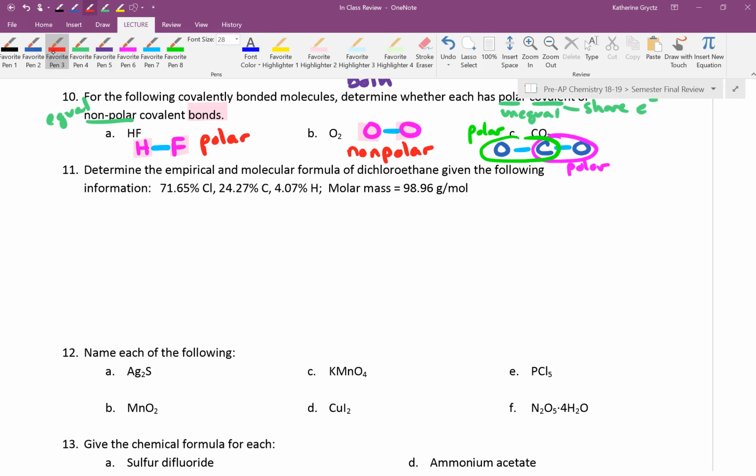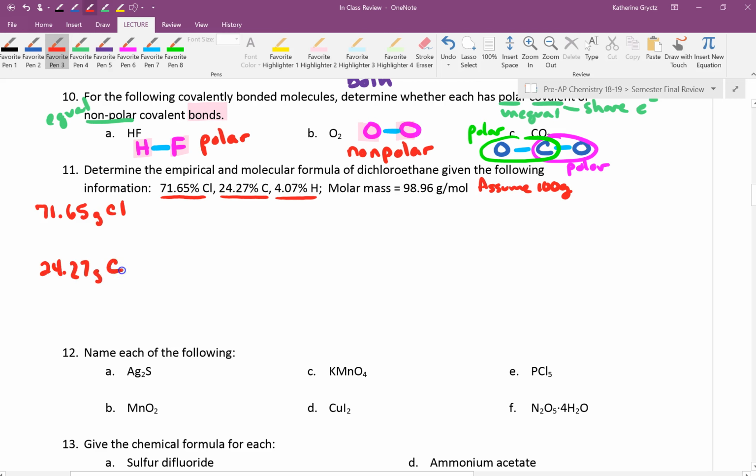So if you remember back when we did empirical formulas, first of all, you need to get element analysis. You need to have the amounts of each element that are involved. And so we want these in grams so that we can convert them to moles. However, if they're giving you percentages, we're going to assume we have 100 grams. We talked about percentages earlier. It doesn't matter how much you have, the percentages are going to be the same. So if we assume we have 100 grams and 71.65% of it is chlorine, we have 71.65 grams of chlorine. So the same thing will happen for the carbon and the hydrogen.